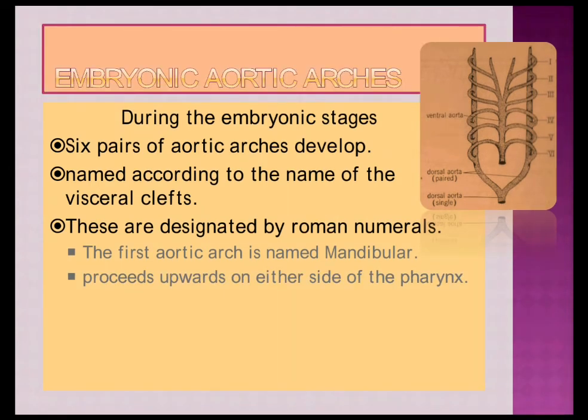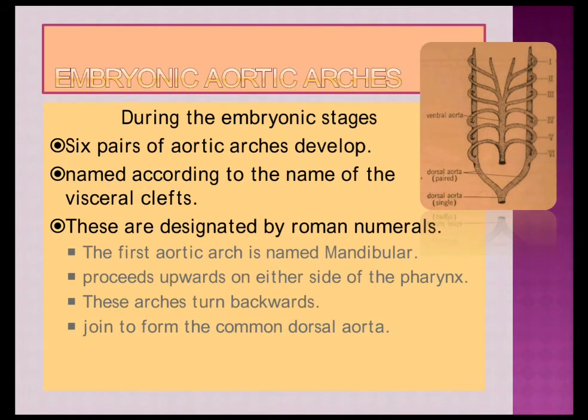If I go further, it proceeds upward on either side of the pharynx. So this particular arch is proceeding upwards on either side of the pharynx. Next, if I talk about all these arches, and only the mandibular, these arches are turning backwards. How? First of all, they are going like this, and then they are turning back. And when they are turning back, they are making the dorsal aorta. So they join to form the common dorsal aorta before the level of the heart. This dorsal aorta will be giving the oxygenated blood to the whole of the body.